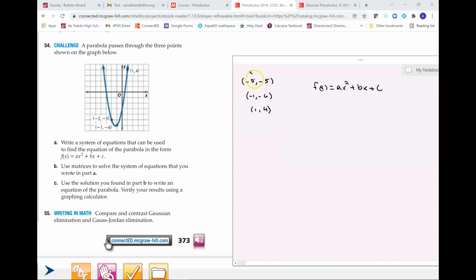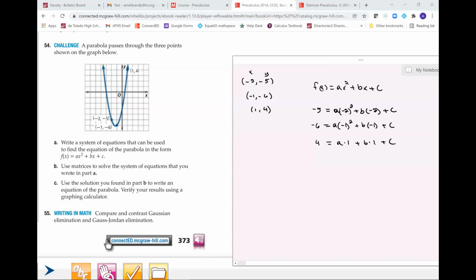So here you have, in each of the coordinates, an x and a y. All right? So you use that to plug it into this equation right here. With the first coordinate point, y is -5, and that equals a times (-2) squared plus b times -2 plus c. Correct? The second one, y is -6, that's equal to a times (-1) squared plus b times -1 plus c. Last one, 4 is a times 1 plus b times 1 plus c.